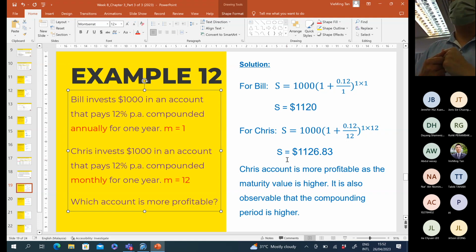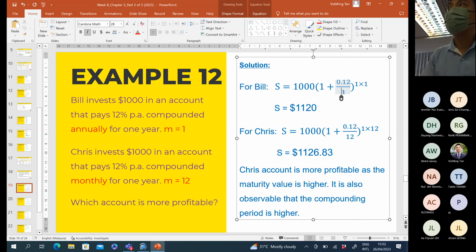So P is 1,000, no issue. 1 is the constant number. For Bill, the nominal rate is 12%, compound annually, so M is equal to 1. This one is because compound annually, right? This 1 here is because of 1 year investment, right? This one is because M is equal to 1. Let's simplify. The number inside the brackets is equal to 1.12. The power is 1. So simplify, I get 1120. This is the accumulated amount at the end of year 1 for Bill.